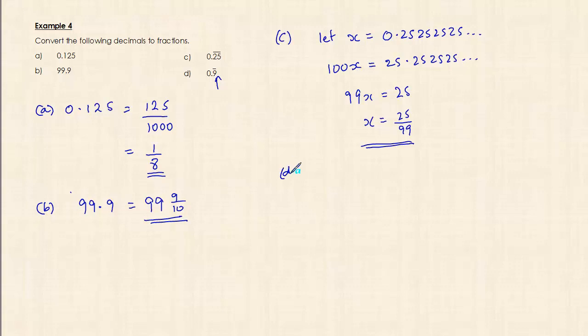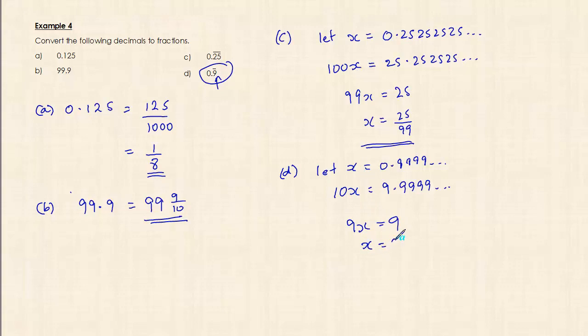Now let's do that for part D, although I can tell you straight away that 0.9 recurring is going to be 1. So let x be equal to 0.9999 and so on. Then 10x will be 9.9999 and so on. So if we now subtract, that's 9x is equal to 9, so x is 9 over 9, which is 1. It's worth remembering that 0.9 recurring and 1 are actually the same.